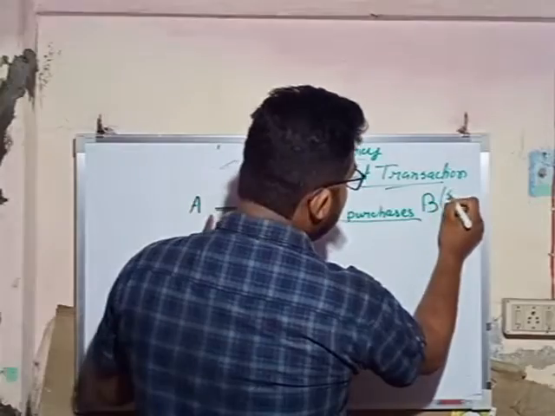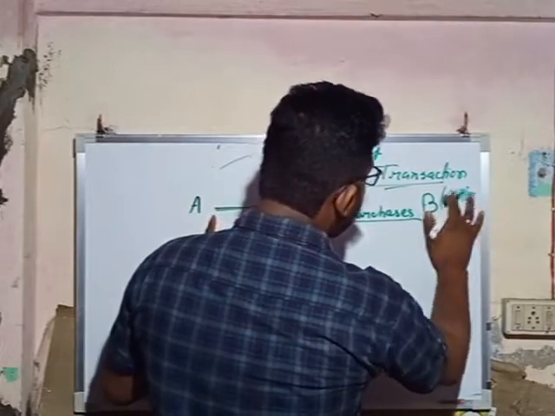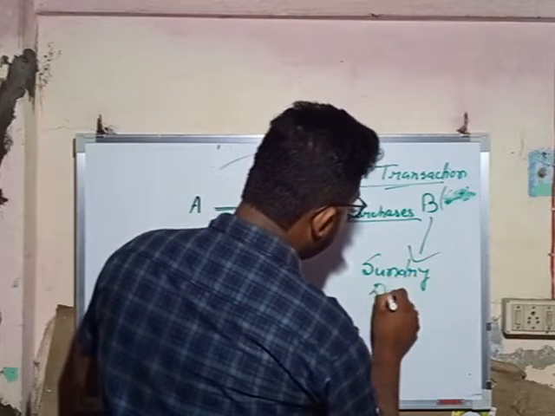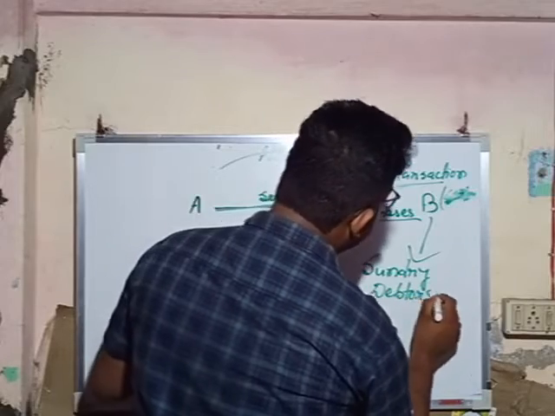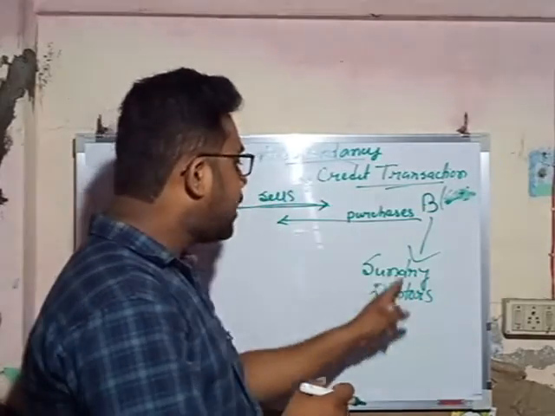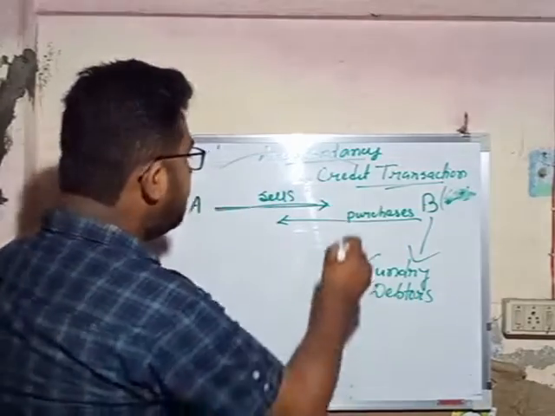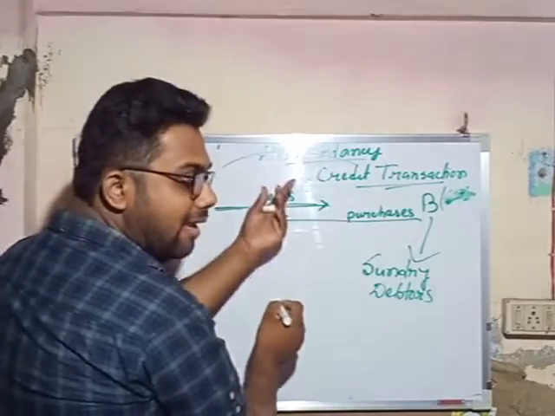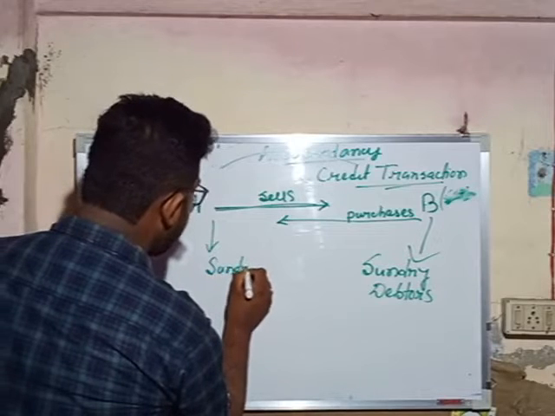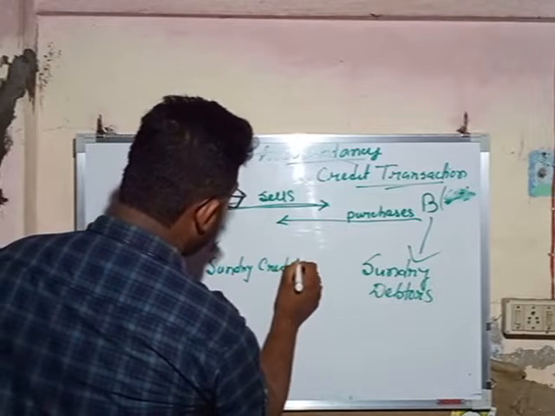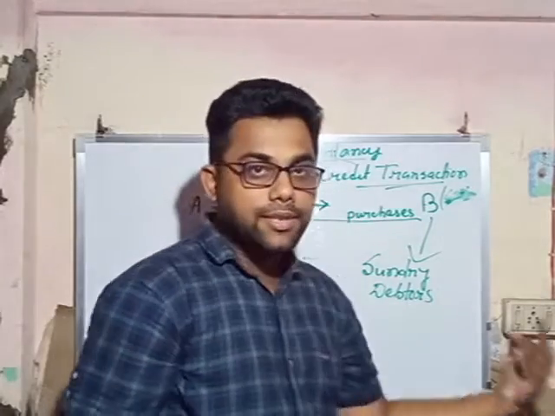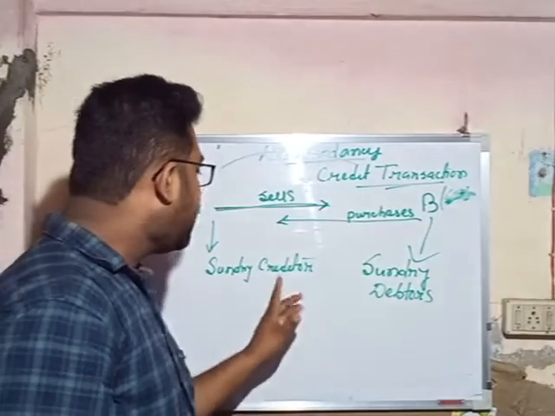For A, B is sundry debtor. Okay, A sells goods to B on credit. In such a case, B is sundry debtor for A. Okay, and B purchases goods from A on credit, so A is sundry creditor. So here we find two new items, that is, one is sundry debtor and another is sundry creditor.